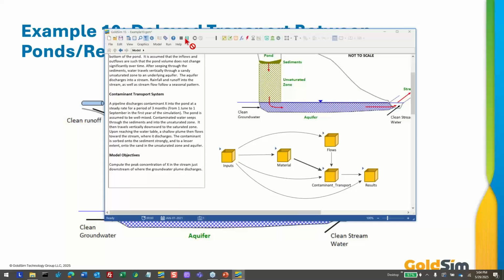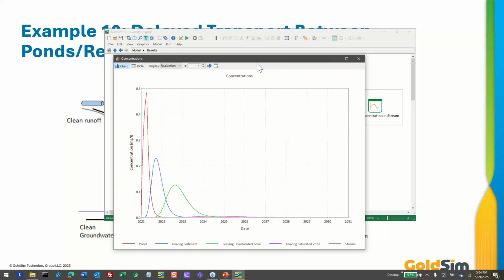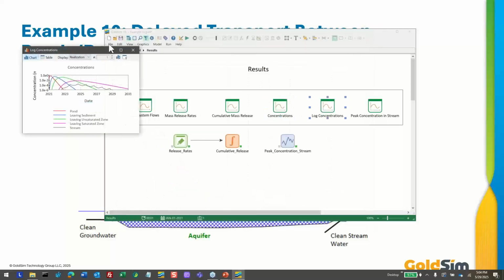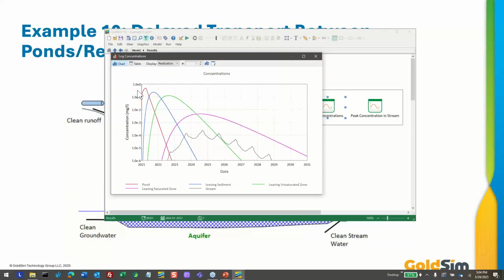So if I go ahead and run this model and I look at my results, they look something like this. If we look at the concentrations, there's the pond concentration, there's the concentration leaving the sediment, there's the concentration leaving the unsaturated zone, and then downstream, or eventually in a stream. We'll plot the log concentrations so you can see it a little bit better. And so you see what's happening at each step of the way. We're having a delay, which is what I wanted to point out. We're also having dilution here because the flow rate through each one of those things is increasing, right? So we're not just getting a delay, but we're getting a dilution.